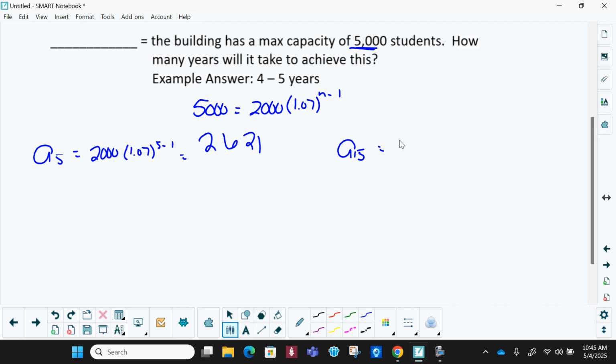Oh, sure. There. 1, 2, 3, 1.07 raised to the 14th. Okay, so 5,157. So it looks like I'm a little over. So let's make sure the 14 will work. So let's go up there, delete, and we get 4819. So we would hit 5,000 anywhere between the 14th and the 15th year. Okay.